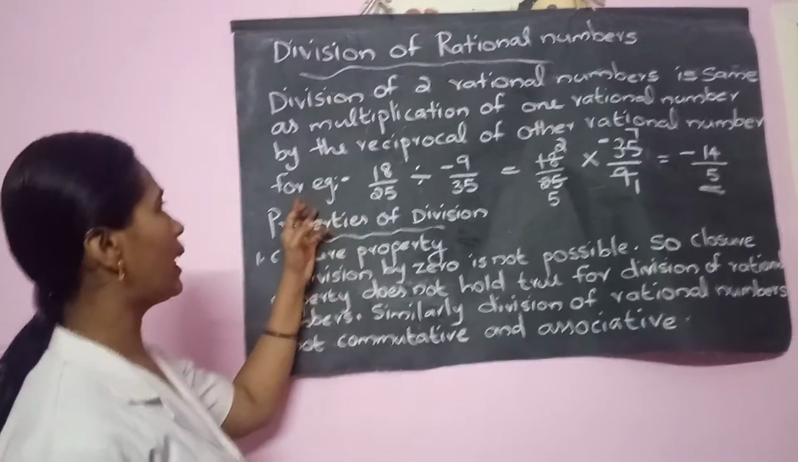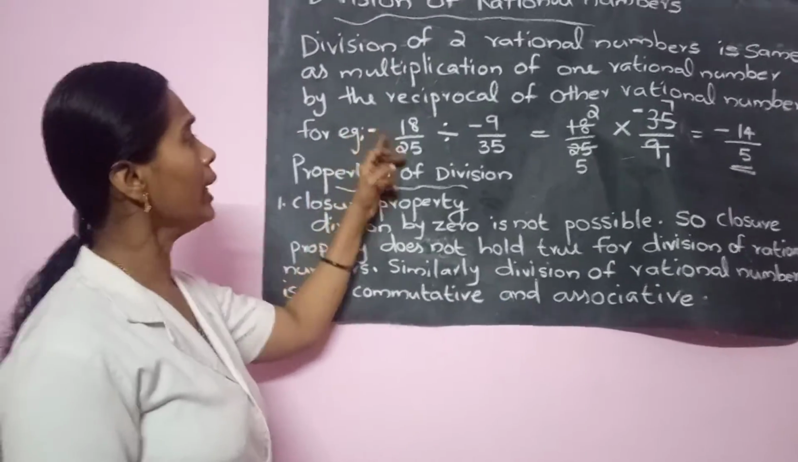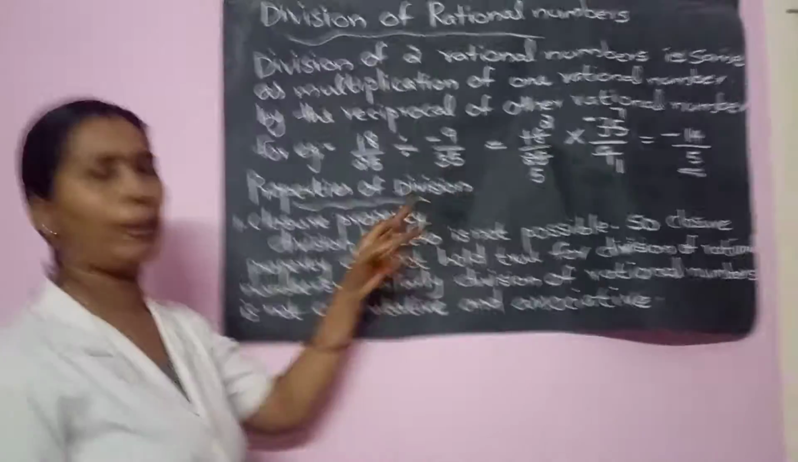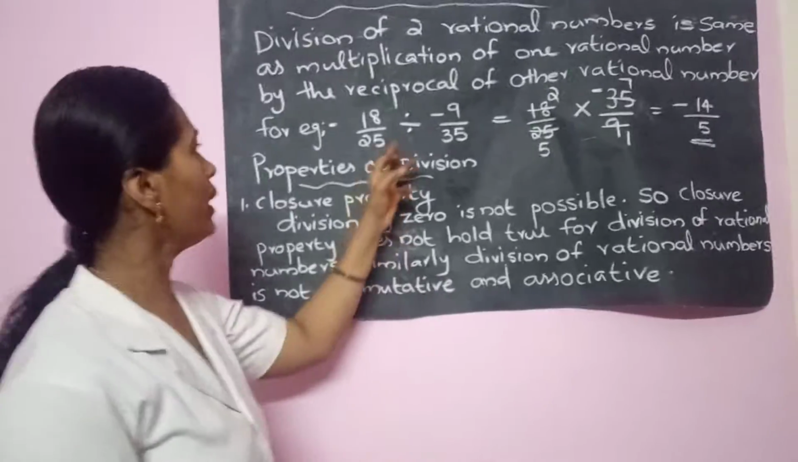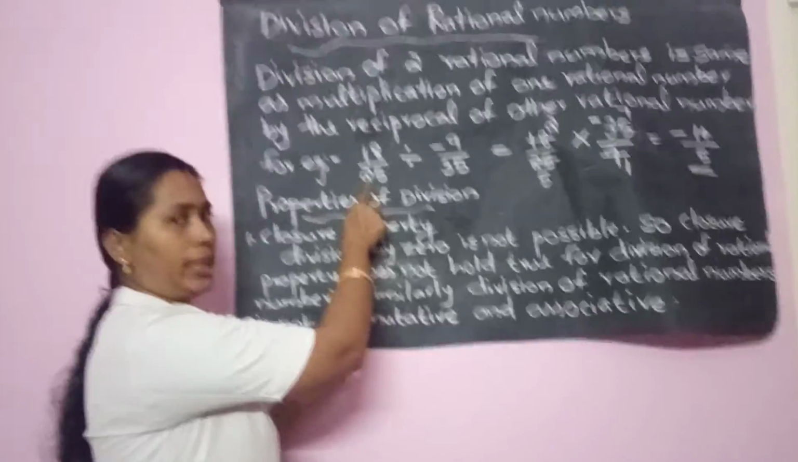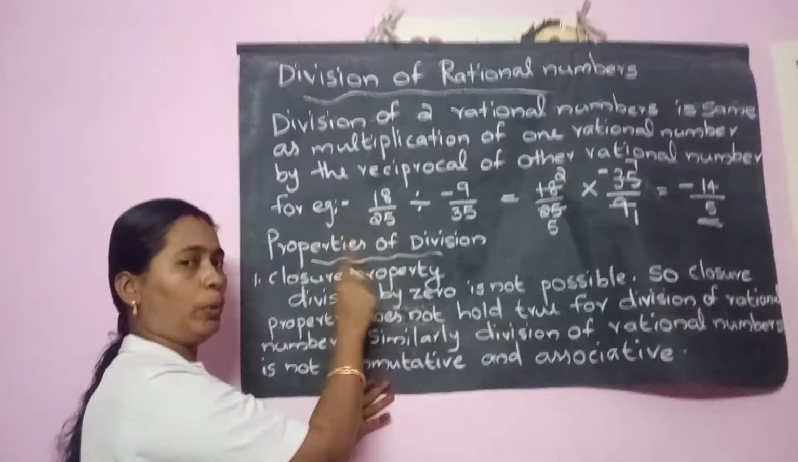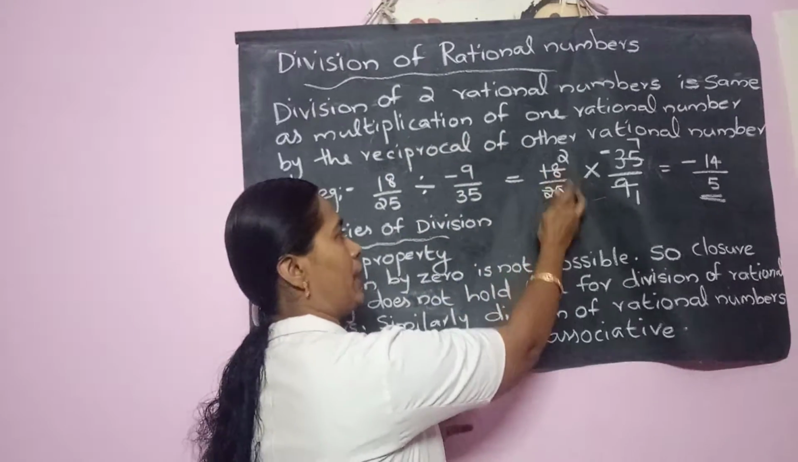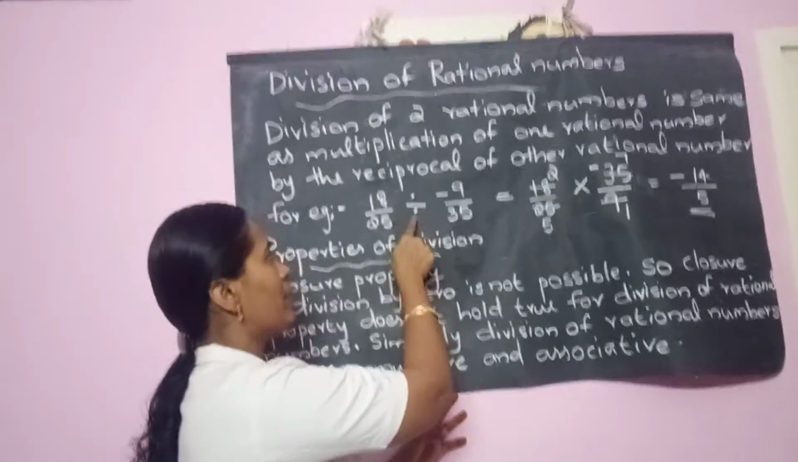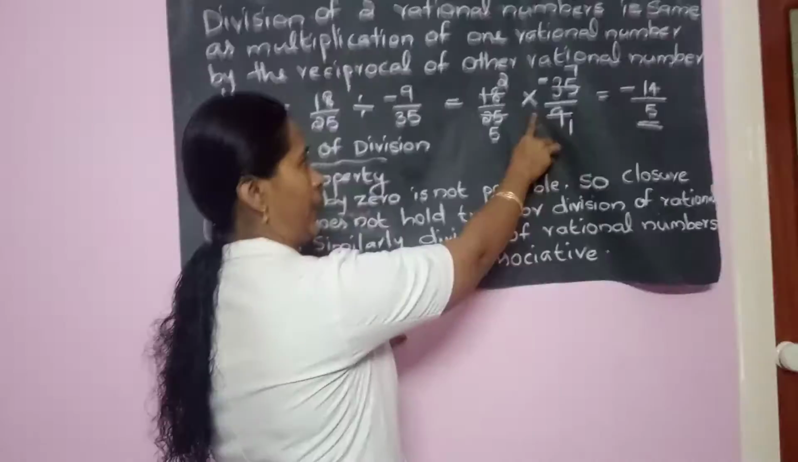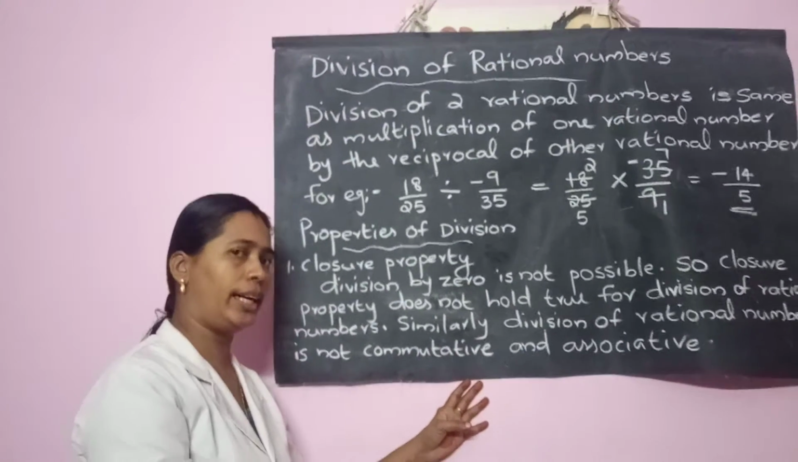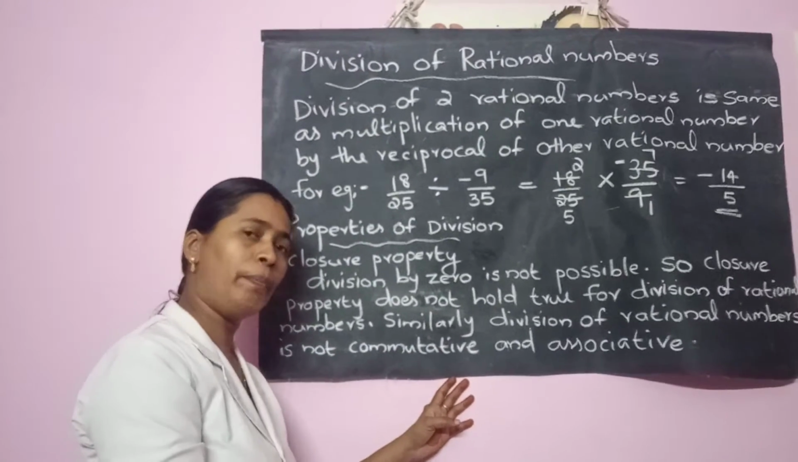Okay. So for example, let us consider 18 by 25 divided by minus 9 by 35. So we can write the first number with no change. Whatever it is, negative, positive or whatever it is, you write the same number on this side, 18 by 25 itself. Then division has been changed to multiplication. And what happened to this one? Reciprocal needed.